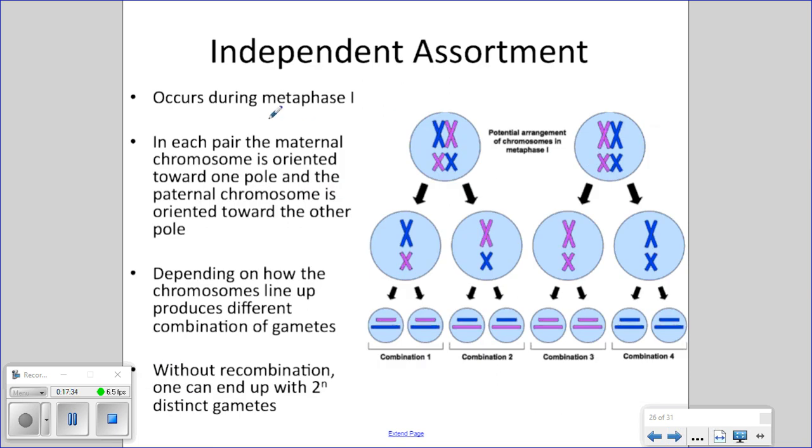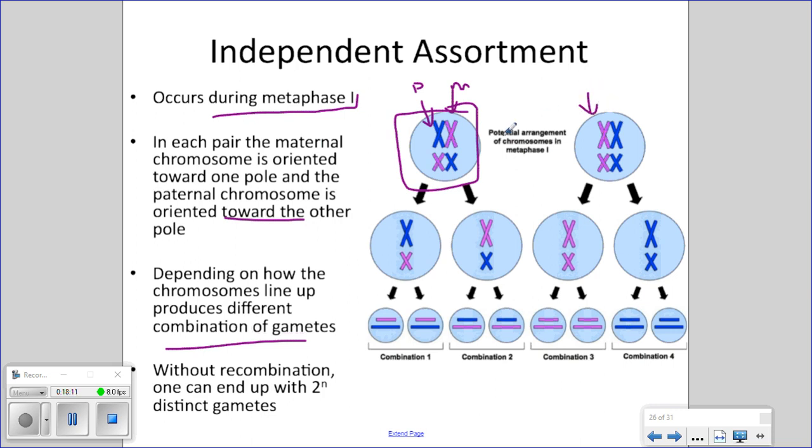In independent assortment, this occurs during metaphase 1. Each pair of maternal chromosomes is oriented towards one pole, and paternal chromosomes is oriented towards the other pole. Depending on how the chromosomes line up, it can produce different combinations of gametes. So in this diagram here, we have our chromosomes. So we have chromosomes from dad, chromosomes from mom, and depending on how they line up in terms of what pole they're pointing at, you can get different combinations. So this diagram shows the other possible combination in terms of how these chromosomes could line up.